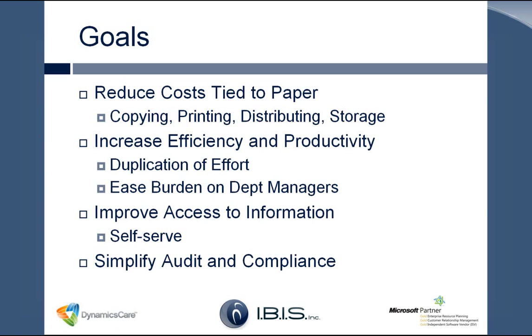So we often see four primary goals. These are fairly high-level goals that organizations come to us with. So the first would be the necessity to reduce the cost tied to paper. Now it's interesting as you look at this, it's not just simply the piece of paper itself, the 2 or 3 cent cost of that piece of paper, but it's also the copying, the printing, the distributing, whether that be courier or FedEx, and the storage of that information.